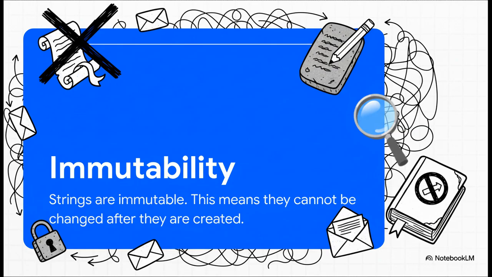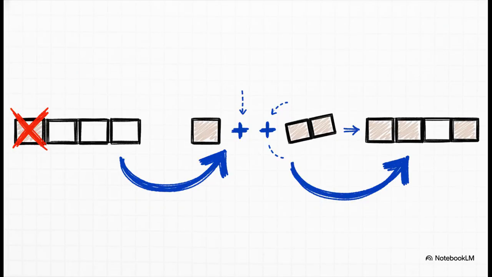Think of it like writing something in permanent marker. Once it's there, it's there. You can't just erase one letter. The content is locked in. So you're probably thinking, well, how do I fix a typo then? And this is the key. You don't change the old string. You build a brand new one. Look at the example. We're taking a new capital G and we're sticking it onto a slice of the rest of the old string. We're building a totally new string and then just pointing our variable at that new one.